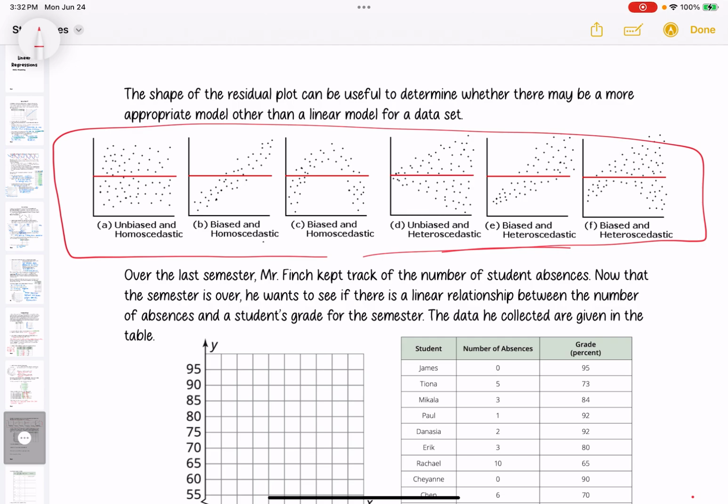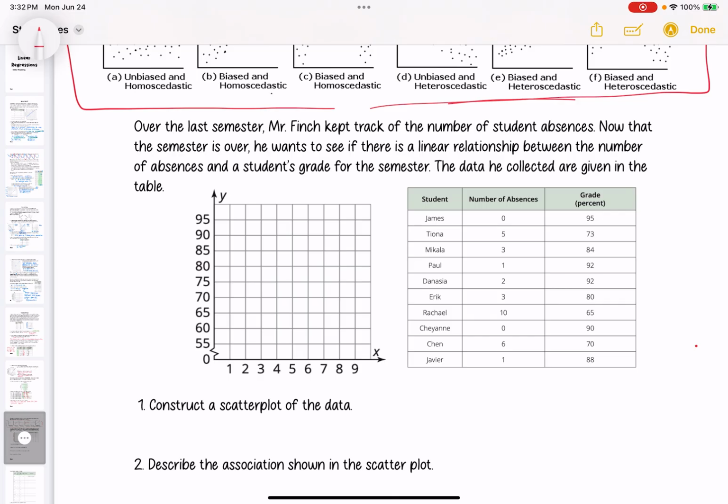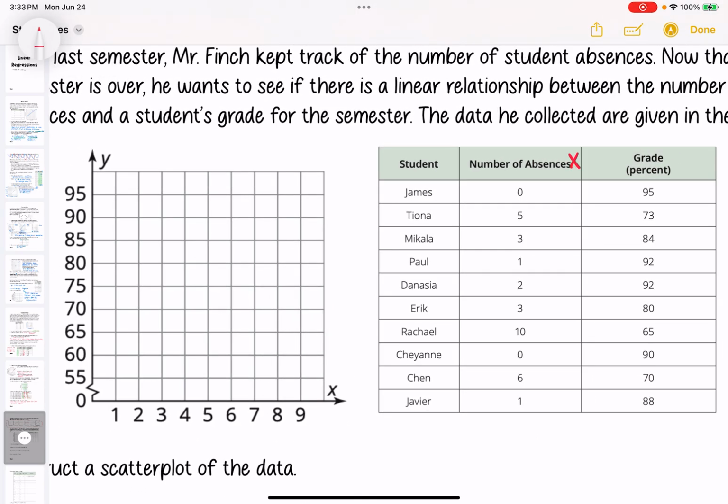And now we're going to go over one last example. Over the last semester, Mr. Finch kept track of a number of students' absences. Now that the semester is over, he wants to see if there's a linear relationship between the number of absences and a student's grade for the semester. The data he collected is in the table. So first we have to graph it. This is our x values, this is our y values.